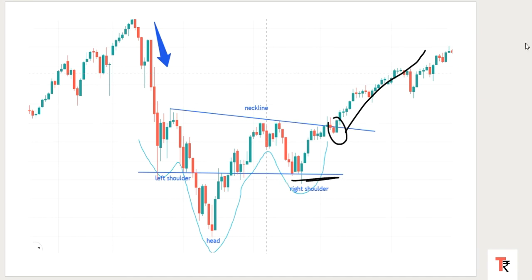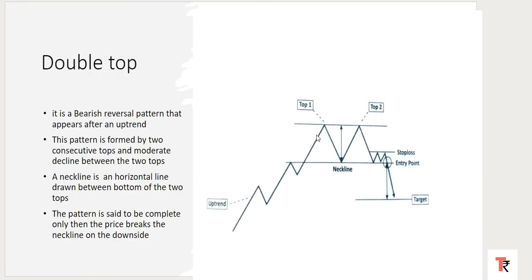Going forward, we will see the next chart pattern. The next one is a double top. As the name suggests, this chart pattern is a bearish reversal pattern. It is formed after a long bull trend, the price rises to the top, and then again declines to form a bottom, and again it rises to the extent of the first top which was made, and it will not break that.